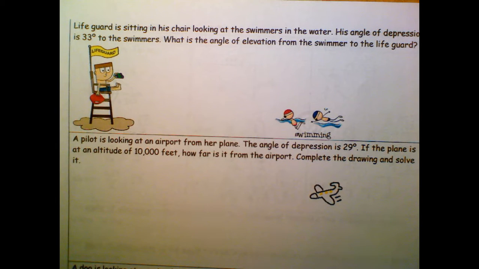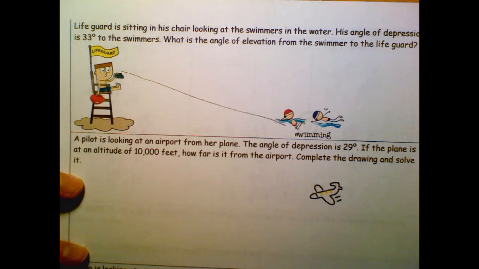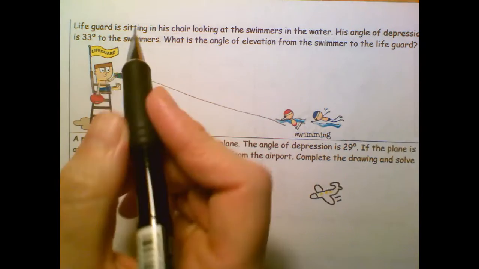Okay, on the back, some examples. A lifeguard is sitting in his chair looking at the swimmers. All right, so his line of sight is from here to the swimmers. His angle of depression is 33 degrees to the swimmers. What is the angle of elevation from the swimmers to the lifeguard?